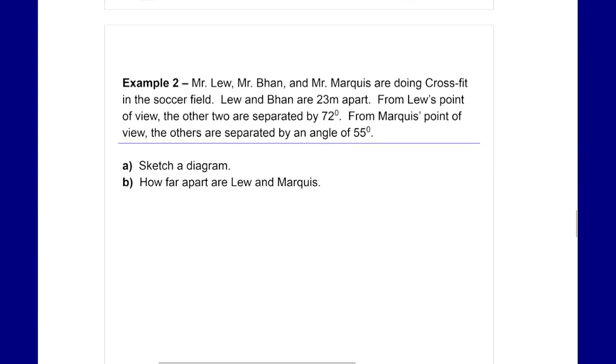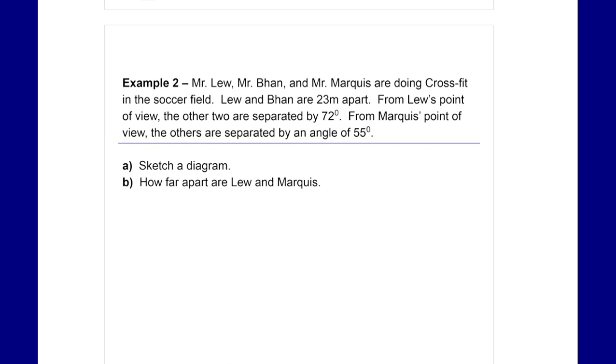Example 2. Mr. Liu, Mr. Bond, and Mr. Marquis are doing CrossFit in the soccer field. Liu and Bond are 23 meters apart. From Liu's point of view, the other two are separated by 72 degrees. From Marquis' point of view, the others are separated by an angle of 50 degrees. First thing we want to do is sketch a diagram.